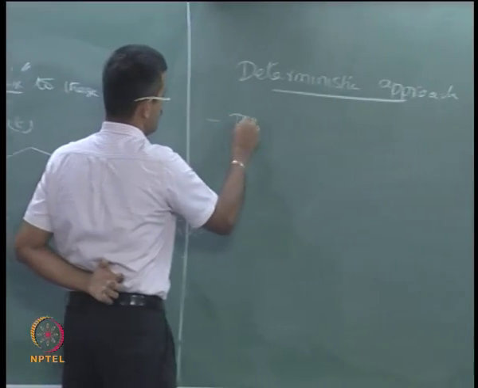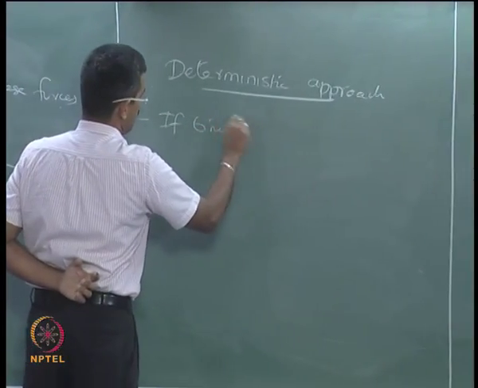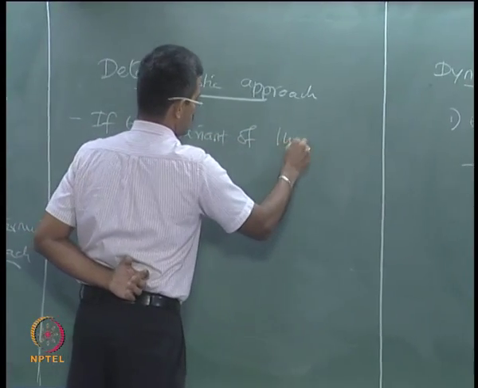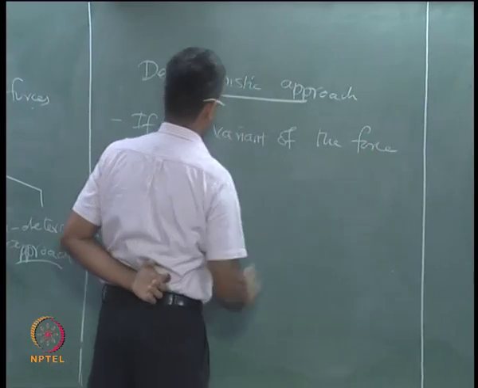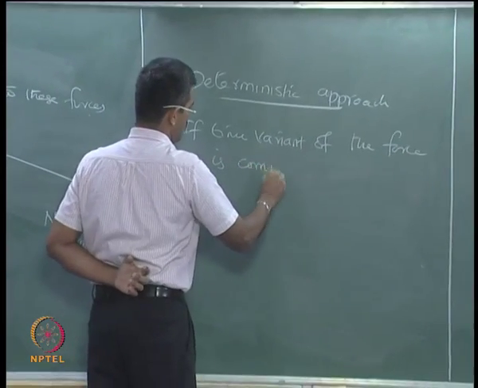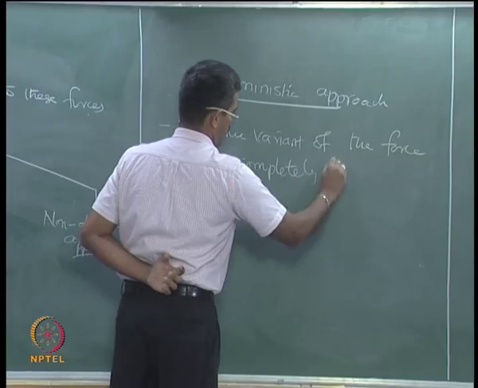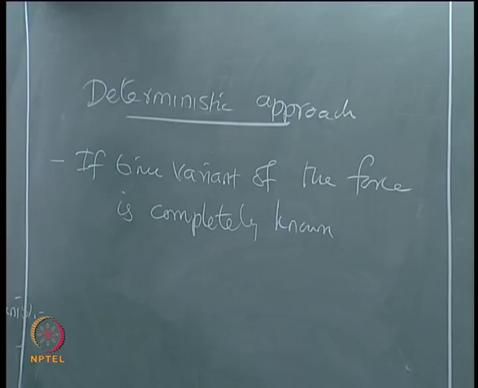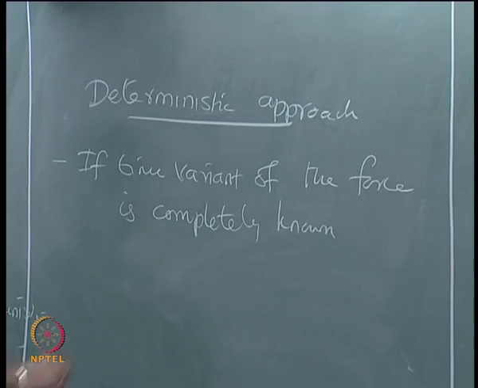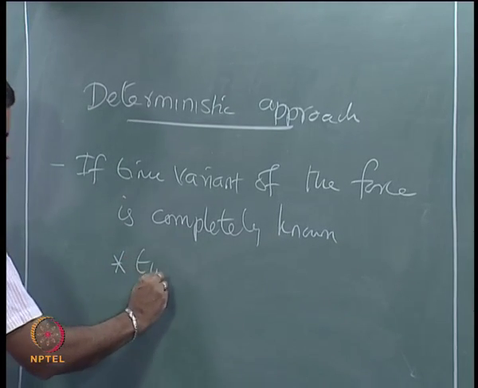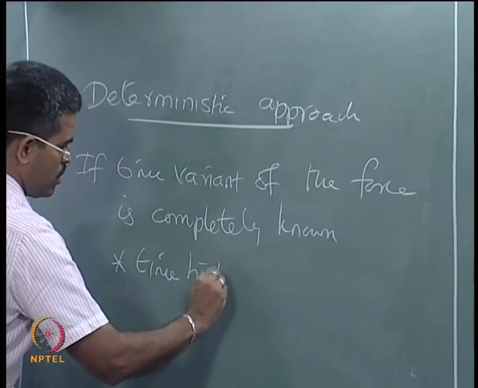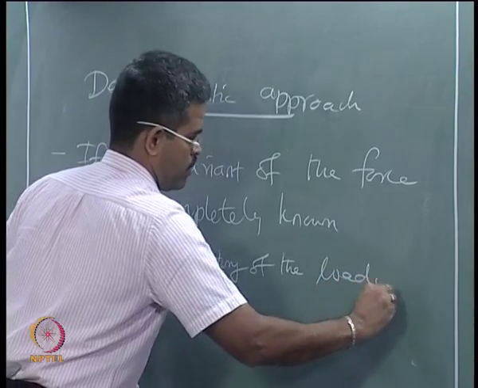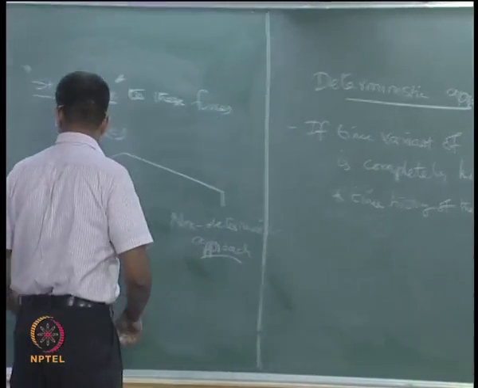If the time variant of the force is completely known. What do you understand with the time variant of the force is completely known? It means you know the full time history of the loading. I can give an example.